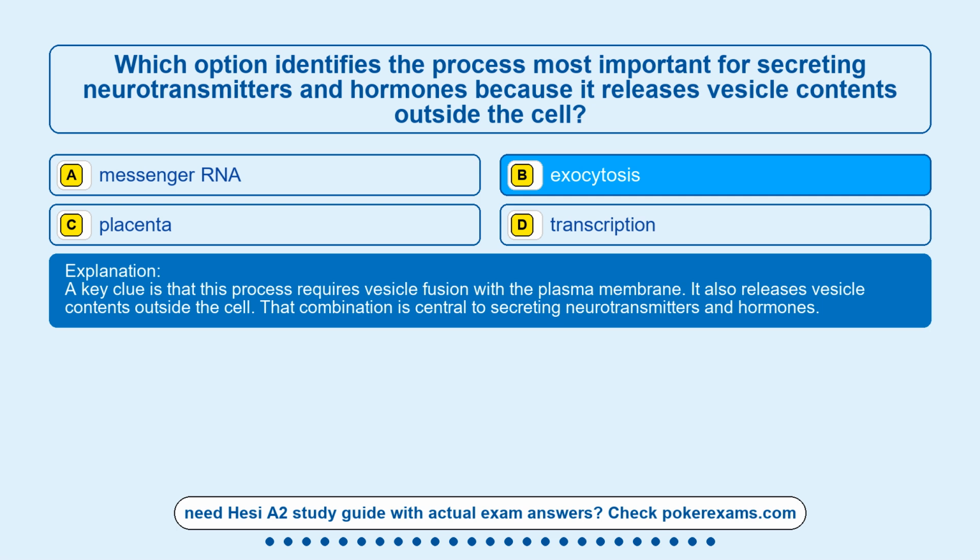A key clue is that this process requires vesicle fusion with the plasma membrane. It also releases vesicle contents outside the cell. That combination is central to secreting neurotransmitters and hormones.